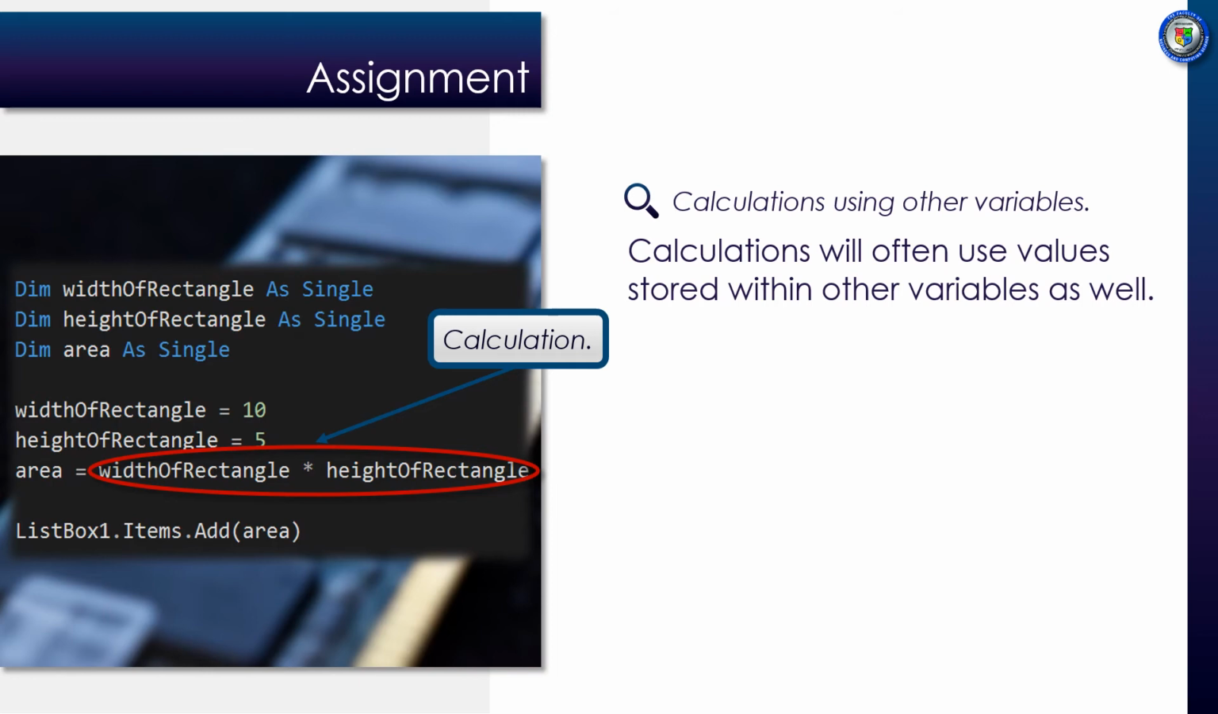In this example, the value contained within width of rectangle is 10, and the value contained within height of rectangle is 5. Our example here would give a result of 50. That value would then be assigned to our variable area. Therefore, our variable area would contain the value 50.